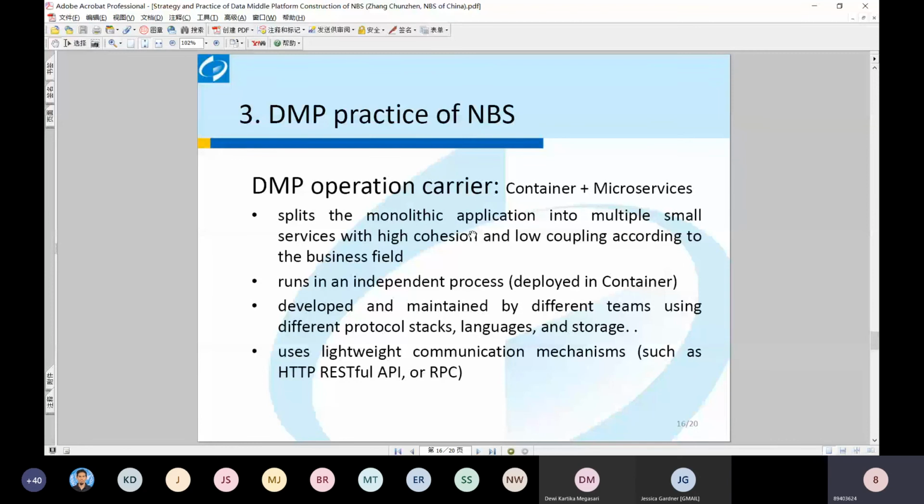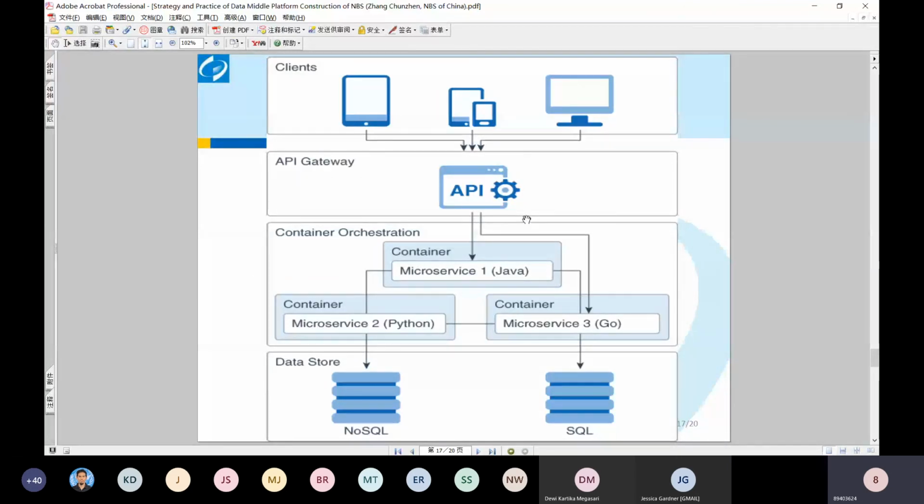To make it run, we select the container plus microservices architecture as its operation carrier, which can best fit the mechanism of DMP, because it splits the monolithic application into multiple small services with high cohesion and low coupling according to the business field, and it runs in an independent process deployed in container. They can all be developed and maintained by different teams using different protocol stacks, languages, and storage. And also it uses lightweight communication mechanisms such as the HTTP RESTful APIs. Here is a figure of the architecture of container plus microservices.